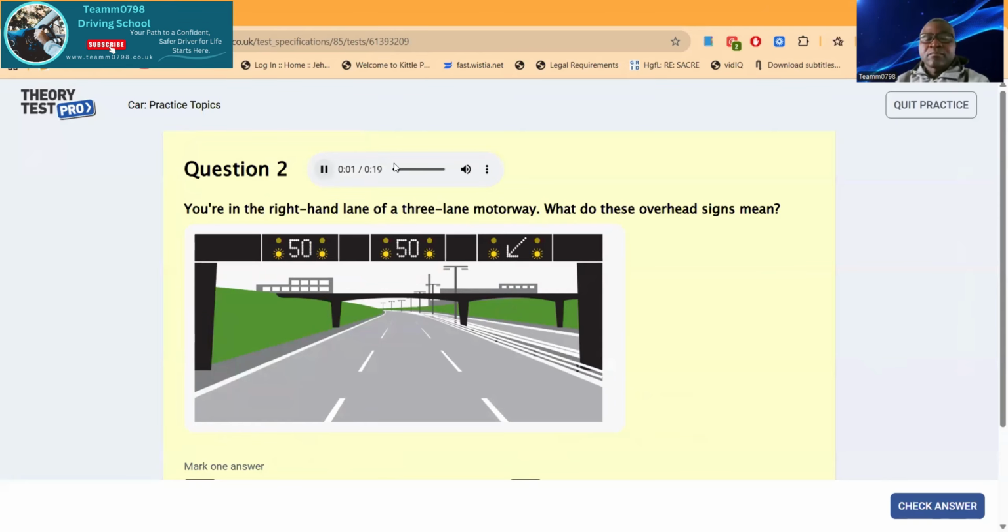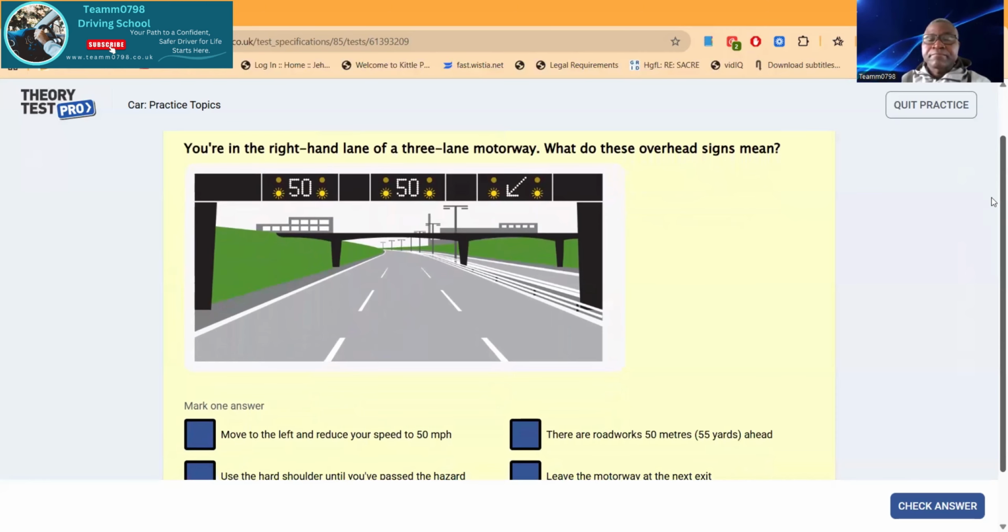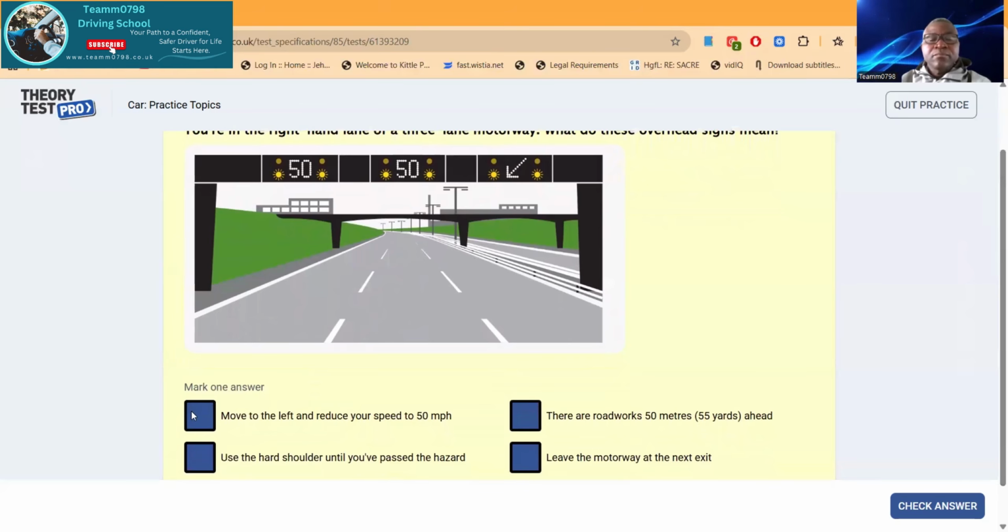You're in the right-hand lane of a 3-lane motorway. What do these overhead signs mean? Move to the left and reduce your speed to 50 miles per hour. There are roadworks 500 meters, 550 yards, ahead. Use the hard shoulder until you've passed the hazard. Leave the motorway at the next exit. Okay, so when you're driving on the motorway and you see that sign ahead, it means something is happening in the right-hand lane. So move into the next lane, to the middle or to the left lane and reduce your speed to 50. Okay, so move to the left lane and reduce your speed to 50.